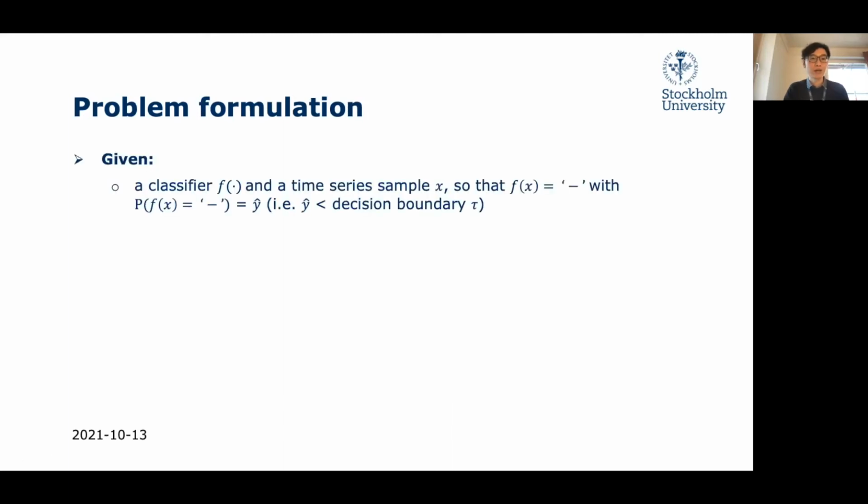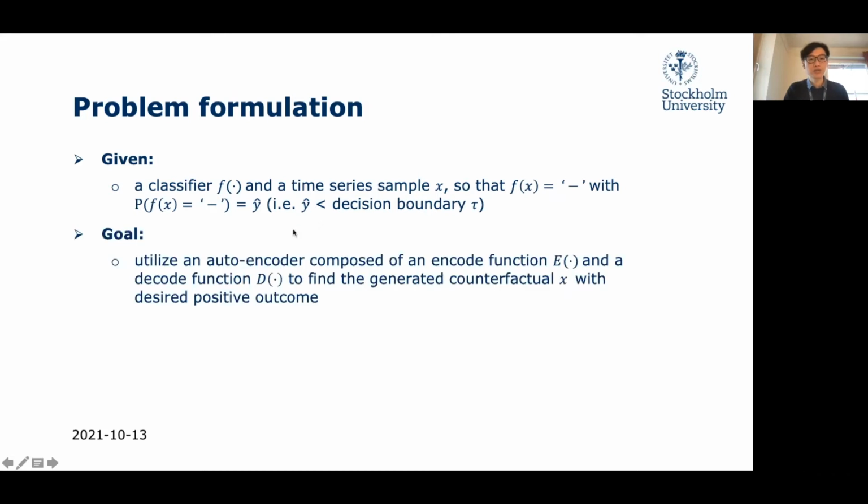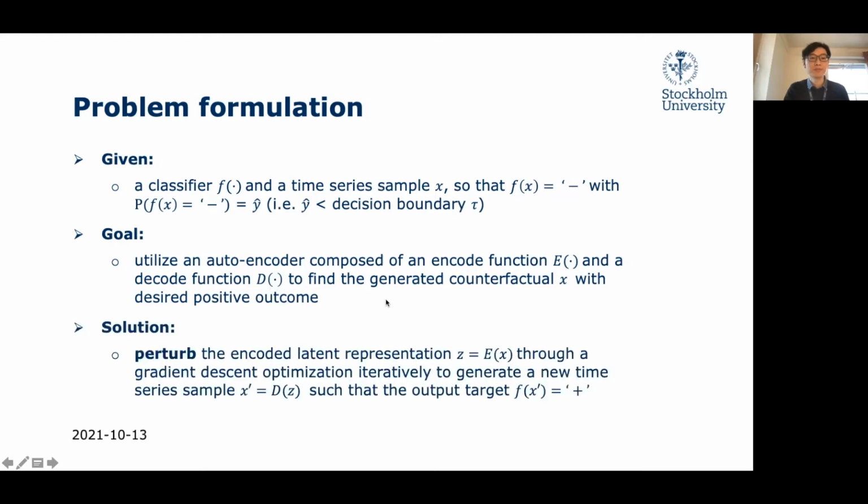So now we want to understand what this problem actually is. Given any classifier F and a time series sample X, the original classification was a negative one with probability of y hat. Our goal is to utilize an autoencoder, with its encoding function and decoding function, to find a counterfactual with the desired positive outcome. Our solution is to perturb the encoded representation Z iteratively through a gradient descent approach to generate a new time series sample X prime with the target class.